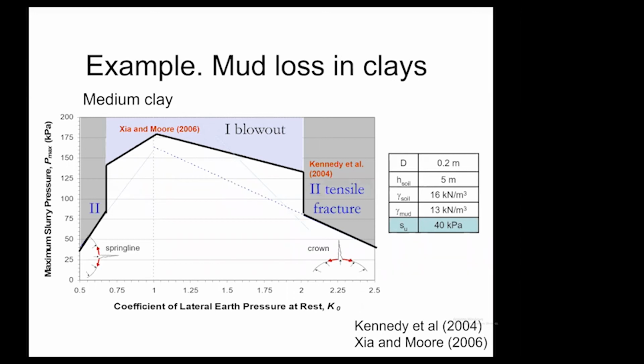Now, the second zone, the one on the left and the one on the right, are two zones where we can get tensile fracture, either at the spring line or at the crown, if we have a coefficient of lateral earth pressure at rest which is a long way from 1.